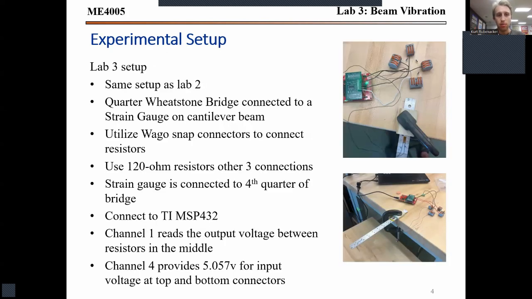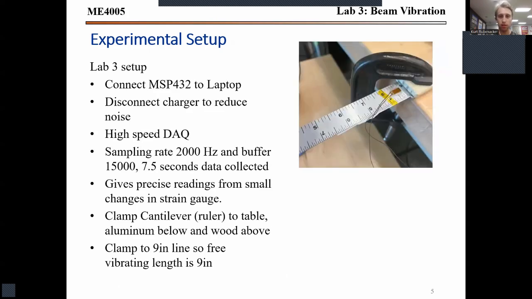First, for the experimental setup, Lab 3 is very similar to Lab 2: the quarter Wheatstone bridge connected to a strain gauge on a cantilever beam. We want to utilize the Wago snap connectors and 120 ohm resistors. The strain gauge is connected to the fourth quarter, where the other three are the three other 120 ohm resistors. We connect this to the TI MSP432. It reads the output voltage, but also provides the input, which is a little bit more than 5 volts. Connect this MSP432 to your laptop.